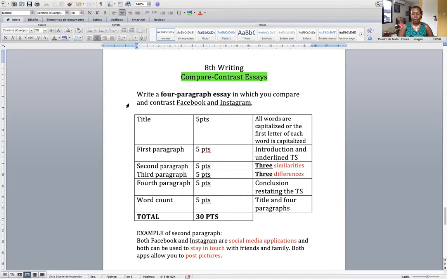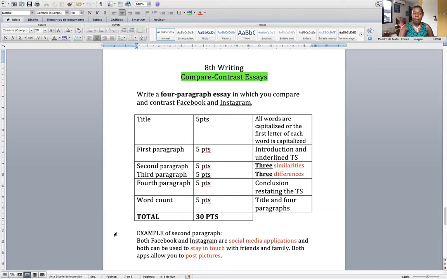You may begin with the words in conclusion, comma, and you need to restate the thesis statement, and that's worth 5 points. Then you need to include the word count at the end, and the word count is going to include the title and all 4 paragraphs. This assignment is worth 30 points.